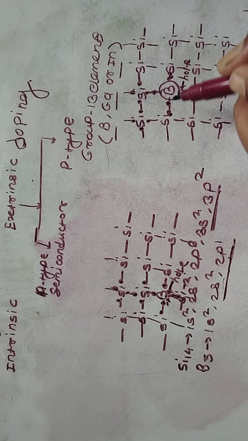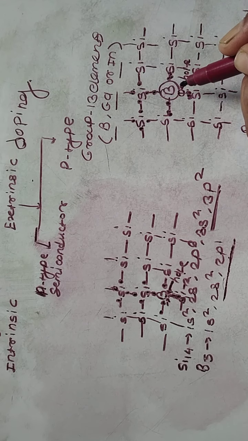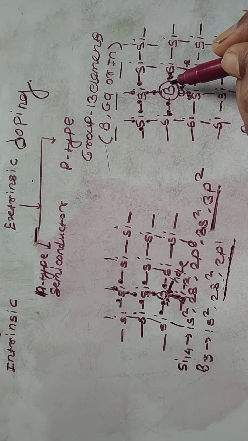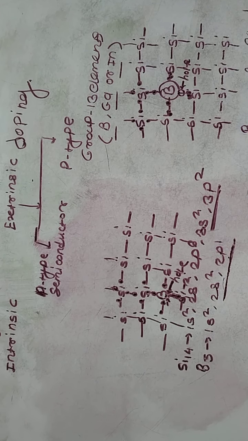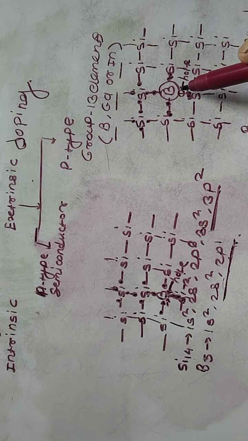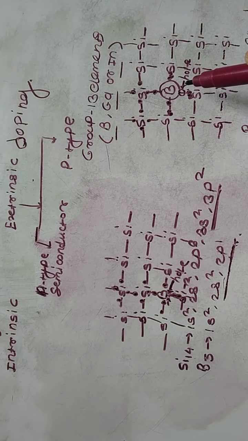These elements contain fewer valence electrons than the pure semiconductor. Pure silicon is doped with boron. The boron atom has only 3 valence electrons, and the missing 4th electron creates an electron vacancy. It is called a hole. The hole behaves as if it has a positive charge. That means it is electron deficient, so it behaves as a positive charge.